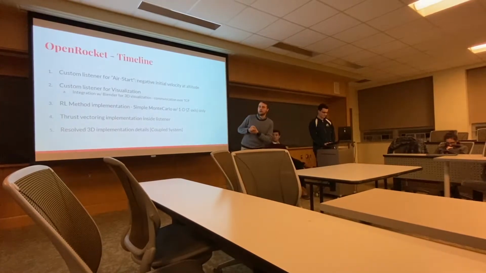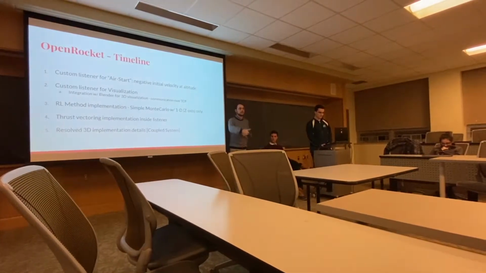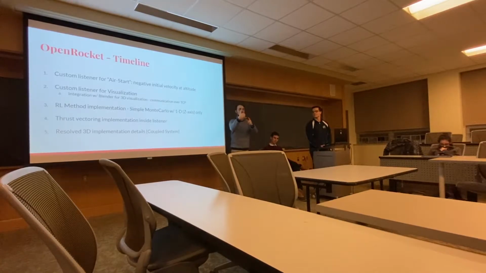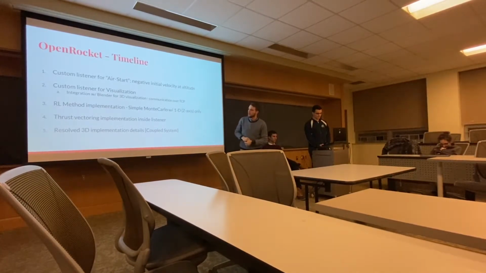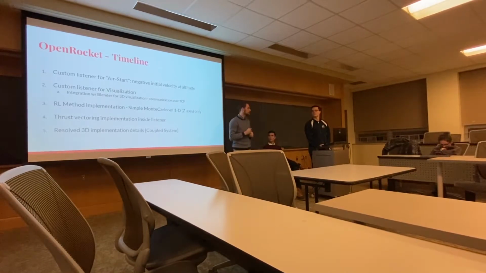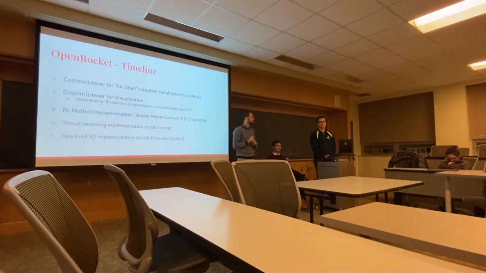We started with simple Monte Carlo for 1D. So 1D meaning Z-axis only. The rocket's not allowed to tilt at any angle or roll. It just goes directly down. Very simple. Then we added thrust vectoring, and we still don't know if it's right, but close.